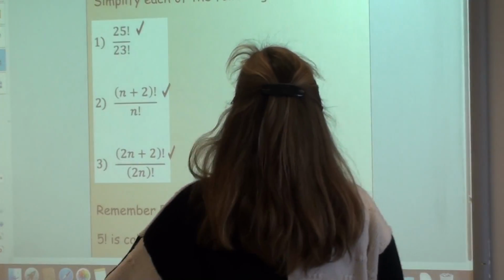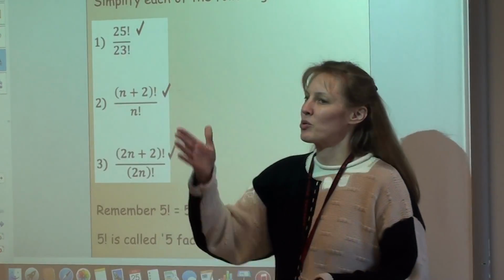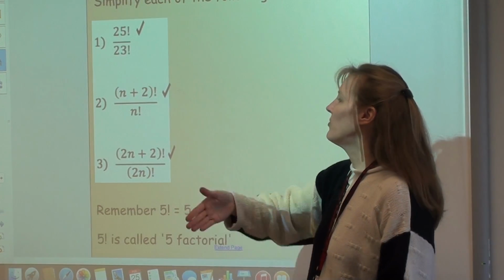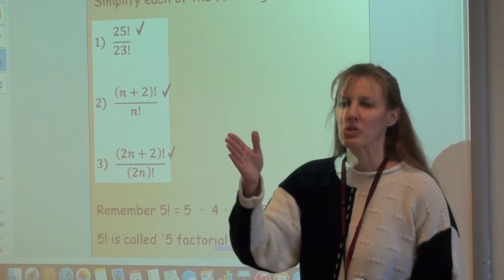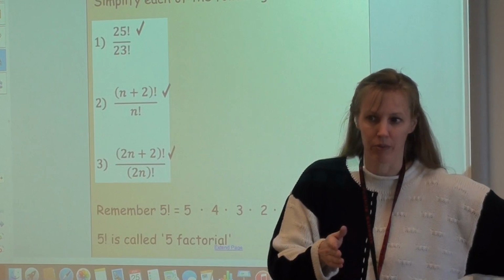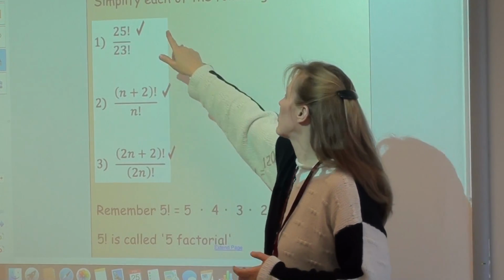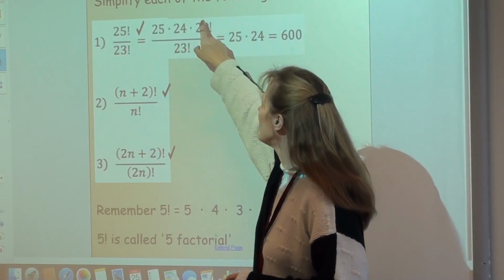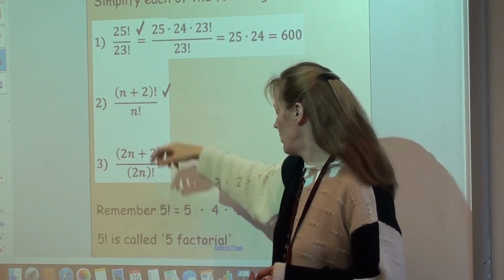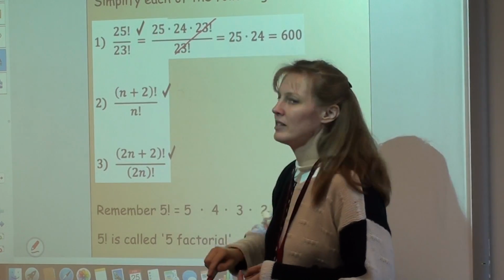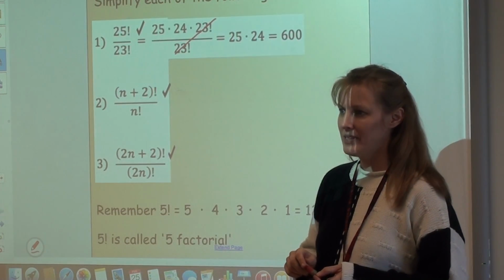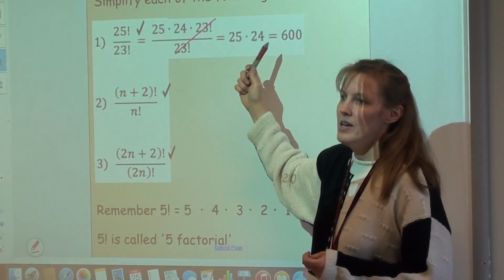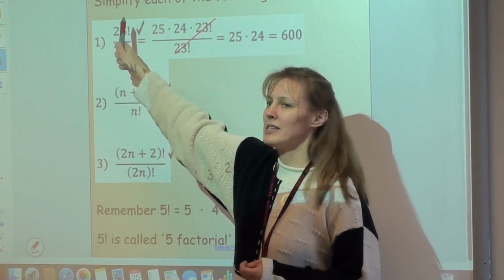25 factorial is 25 times 24 times 23 times 22 times 21 times all the numbers below. 23 factorial is 23 times 22 times 21 times 20 and times all the numbers below, right? So if we have 25 factorial over 23 factorial, everything from 23 down will cancel. Does that make sense? So you're just left with 25 times 24. Do not subtract. It's not an exponent.